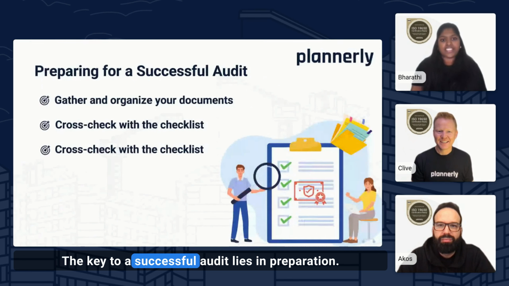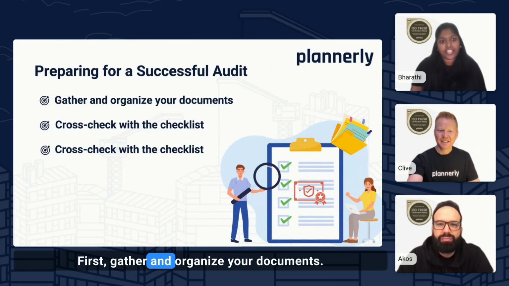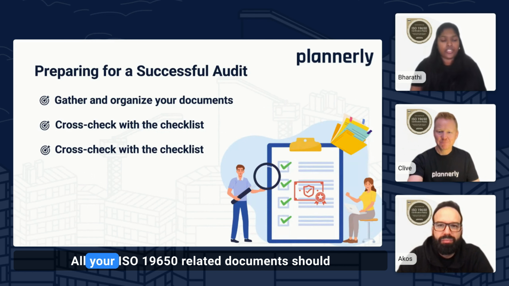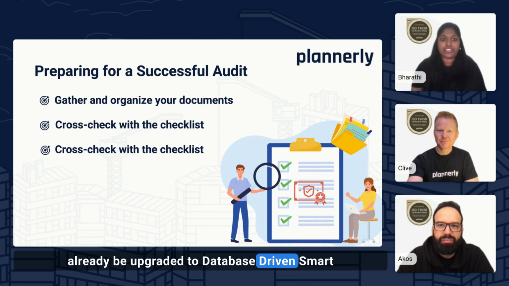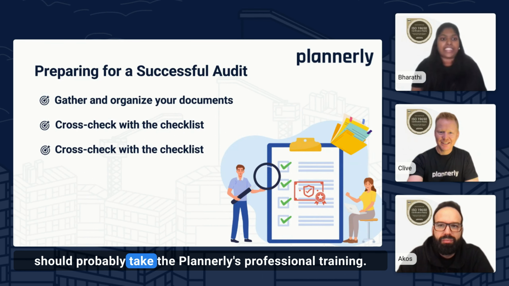The key to a successful audit lies in preparation. Here's what you will be doing in this phase. First, gather and organize your documents. All your ISO 19650 related documents should already be upgraded to database-driven smart documents inside Plannerly's doc module. If you haven't done this already, you should probably take the Plannerly professional training.